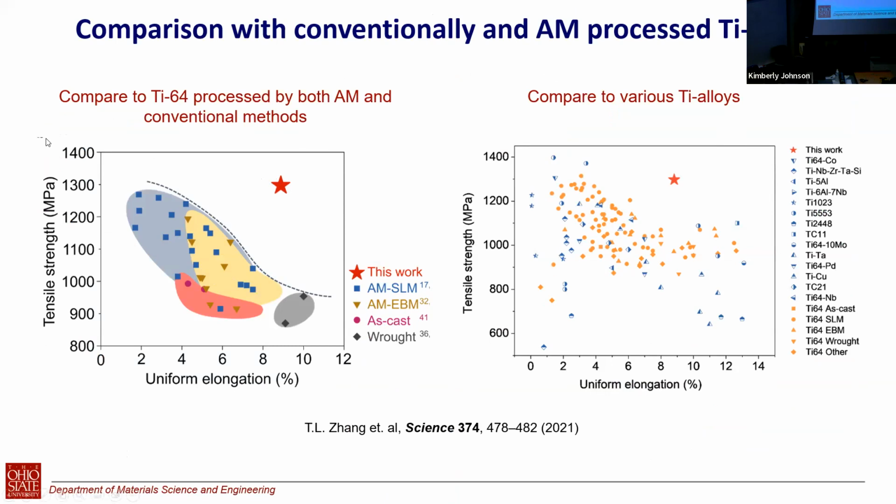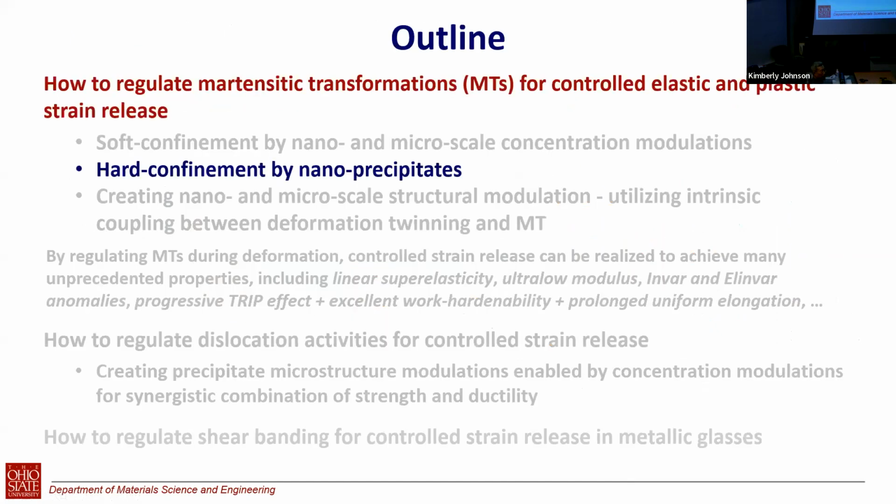You can compare with all the different classes of titanium alloys. It's on the figure on the right. This is all different titanium alloys, and you can see that the combination of uniform elongation and tensile strength is still very, very high compared to the other alloys. All right, so that's the first story.